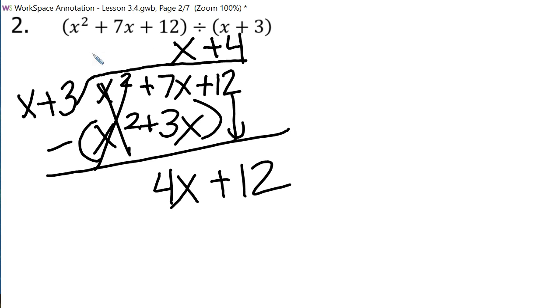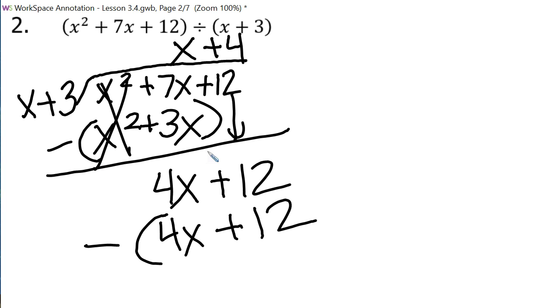So what is 4 times x? 4x. And what is 4 times 3? 12. Once you get that, you need to subtract. And again, I'm using parentheses, so I remember both of these need to be subtracted. Why did I use a 3? Because the 3 was multiplied by 4 to give us the 12. So the 3 and the 4 multiplied to get the 12. Okay, so now I subtract.